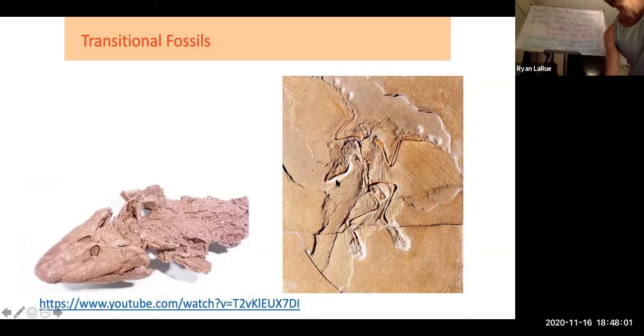This fossil is of a reptile becoming bird-like, as you can see with the feathers. And so the reptilian sort of feet, I believe it had teeth as well. So that was that example.